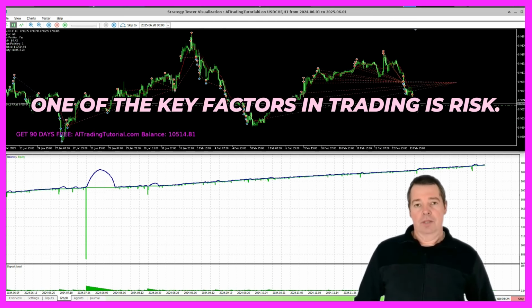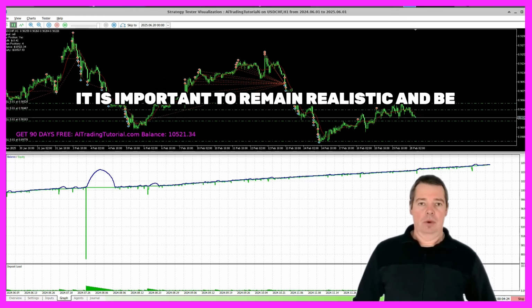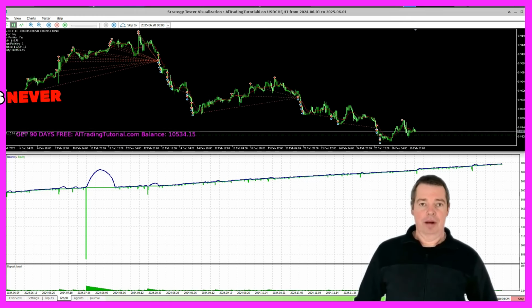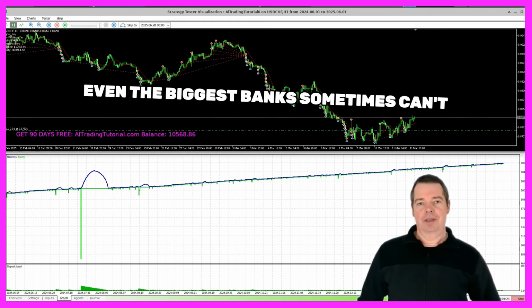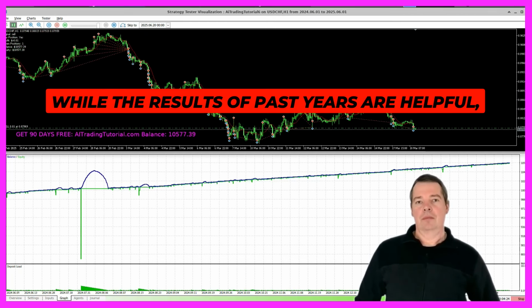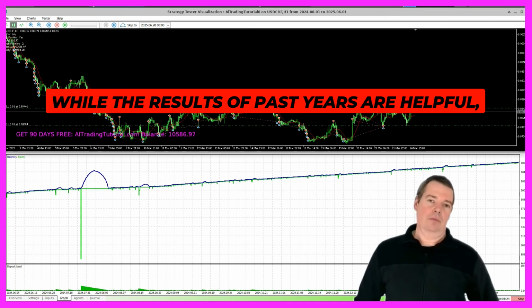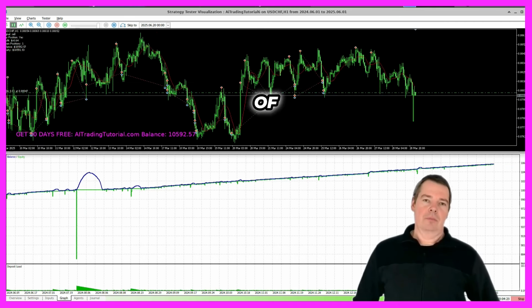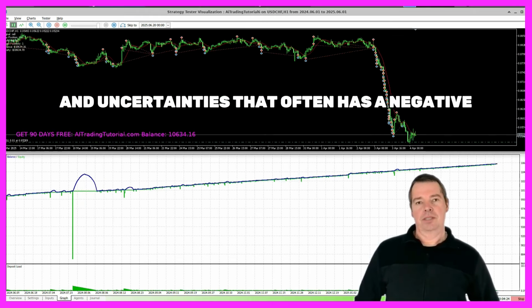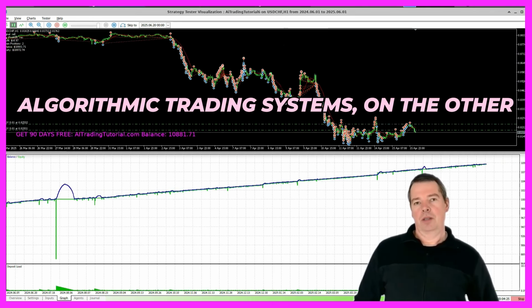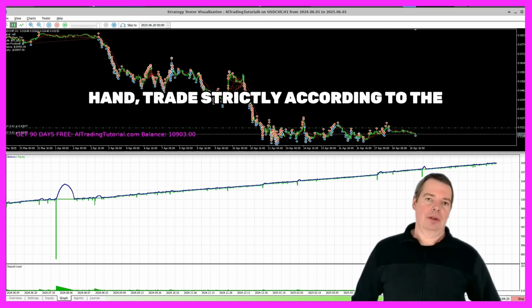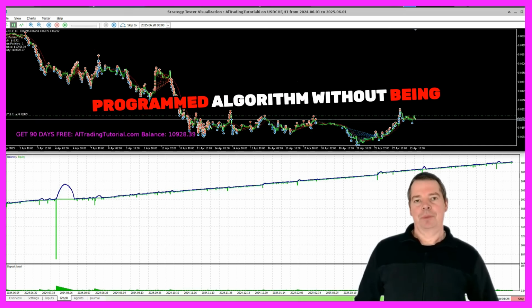One of the key factors in trading is risk. It is important to remain realistic and be aware that profit in trading is never guaranteed. Even the biggest banks sometimes can't predict what will happen. While the results of past years are helpful, it remains the human handling of emotions and uncertainties that often has a negative influence.